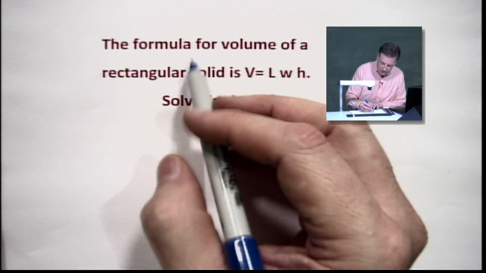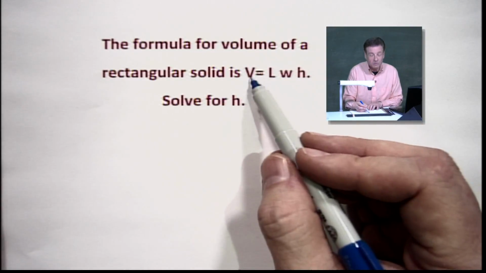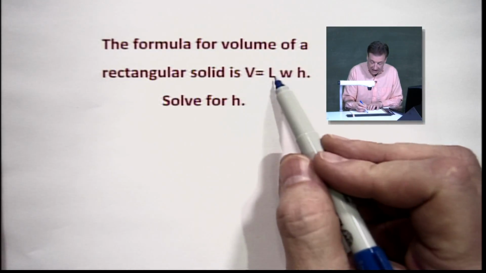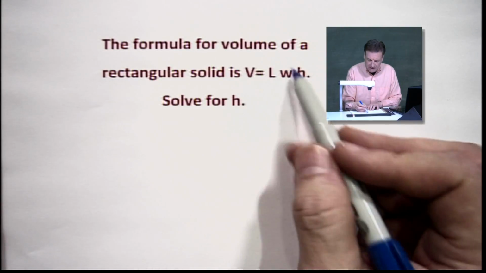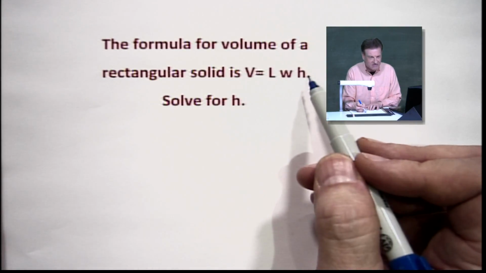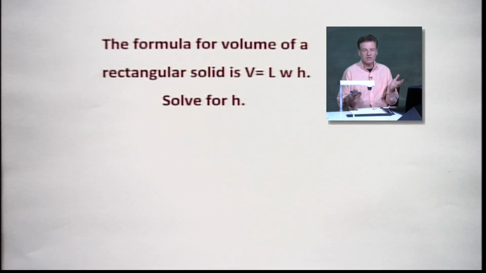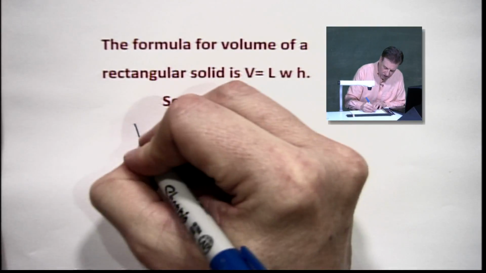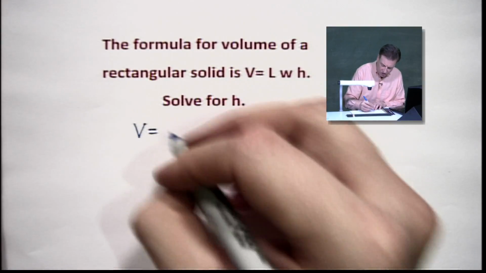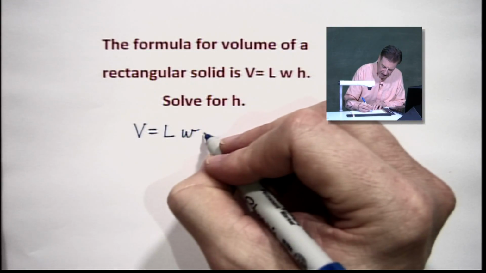It says the formula for volume of a rectangular solid is the volume, which is V, equals length times width times height, all right? A lot of times we consider this to be a base area times a height. That's another way of doing it. But we're just going to use those three dimensions, length, width, and height, and we're going to solve for H. So again, rewrite it with me here. This one is going to move very quickly.